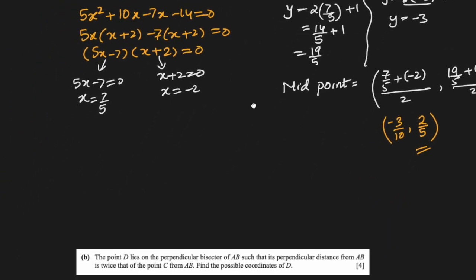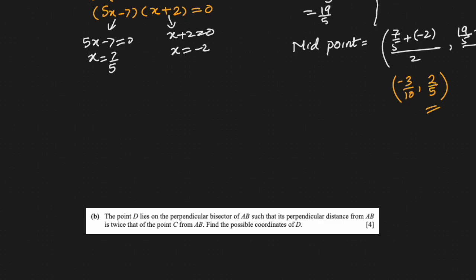Okay, that was C. So what they're trying to say is this: we had A, we had B, then we had a perpendicular bisector of AB, right? We got the coordinates of all of them. C was somewhere here. And now there is D, whose perpendicular distance from AB, that means the distance from this midpoint to D, is twice that of point C. So whatever is of C, D is double of that.